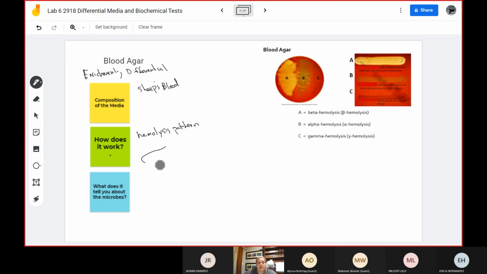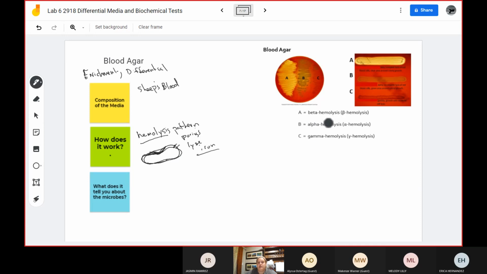So hemolysis, you can imagine you have a little blood cell here floating around in the media. I can't draw a blood cell apparently. But some bacteria can introduce things that are called porins, P-O-R-I-N-S, into red blood cells and basically cause them to lyse or break open. And they can extract the iron within the cell. So hemolysis is the breakdown of those blood cells that are in the agar.